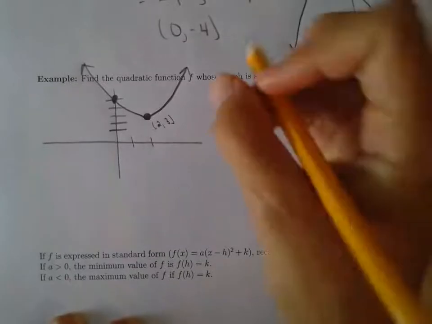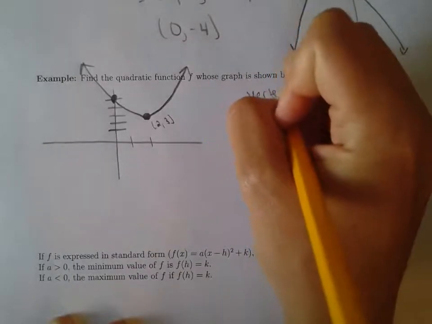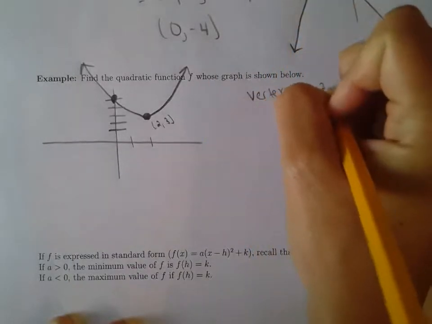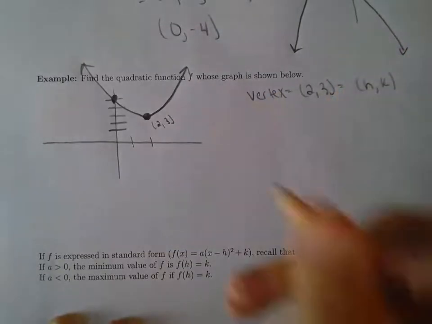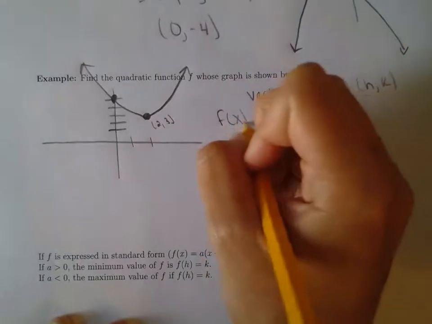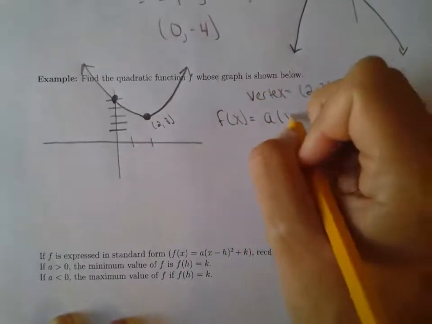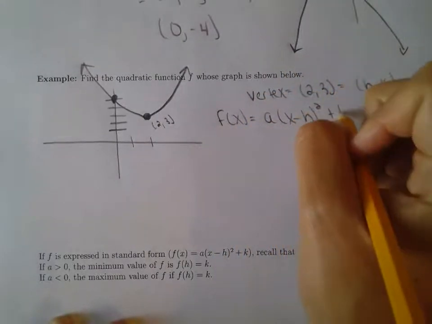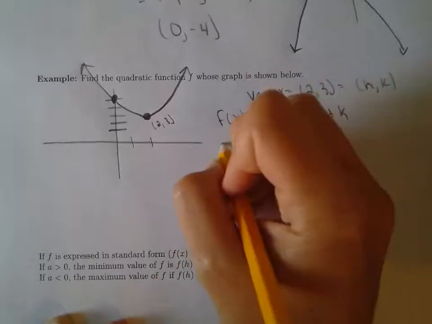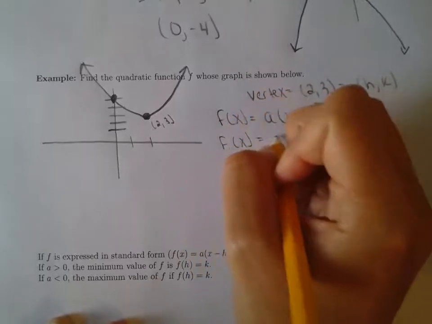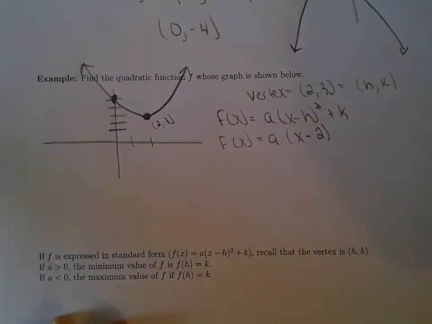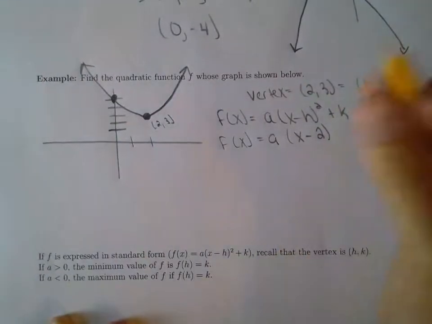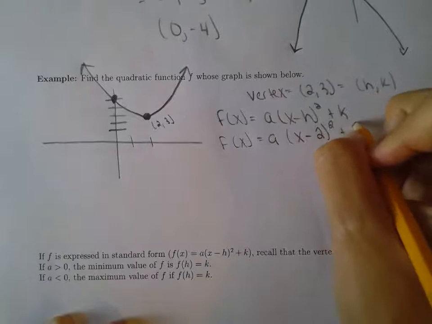Okay, so our vertex is (2, 3), which is (h, k). Let's go ahead and plug that into standard form. Standard form is a times (x minus h) squared plus k. So we have f of x equals a, we don't know what a is, times (x minus 2), which is the x value of the vertex, squared plus 3.